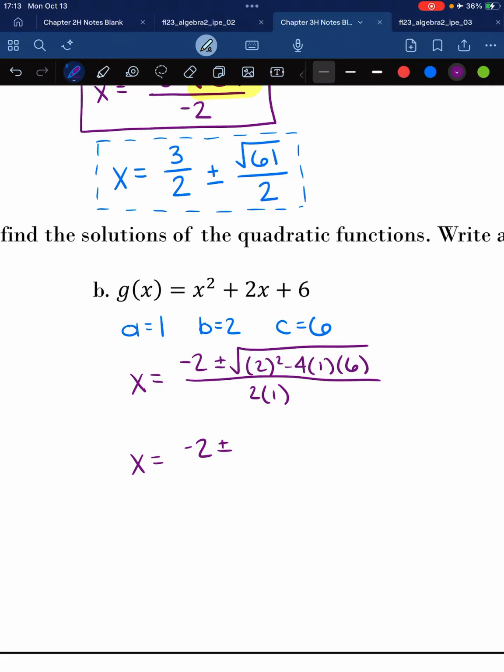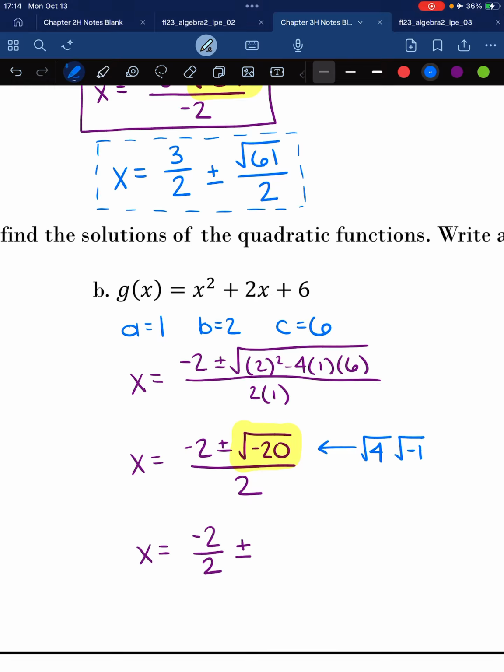Okay, -2 plus or minus, and we end up with 4 minus 24, which is going to be -20. And I can already tell, because I have a negative under that square root, that I'm definitely going to end up with 2 imaginary answers. So x equals -2 plus or minus, and maybe let's go ahead and split this up since I know it's going to be imaginary. -2 over 2 plus or minus.